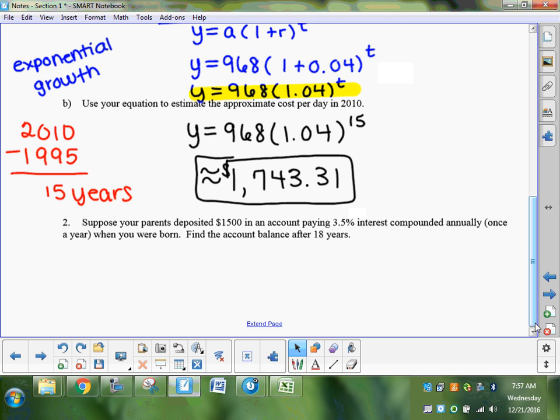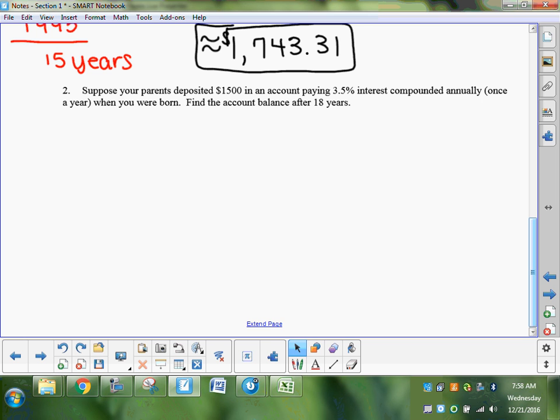Okay. Next one up, suppose that your parents deposited that amount in, paying that amount of interest compounded once a year. So every year you're getting 3% interest. Find the account balance after 18 years.